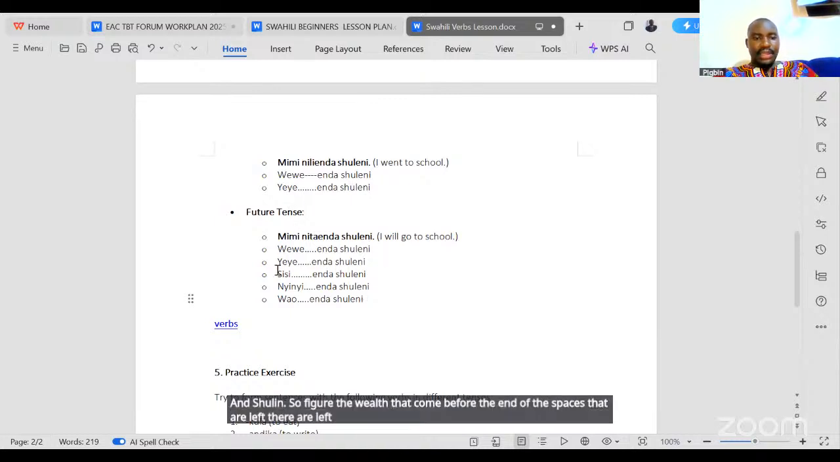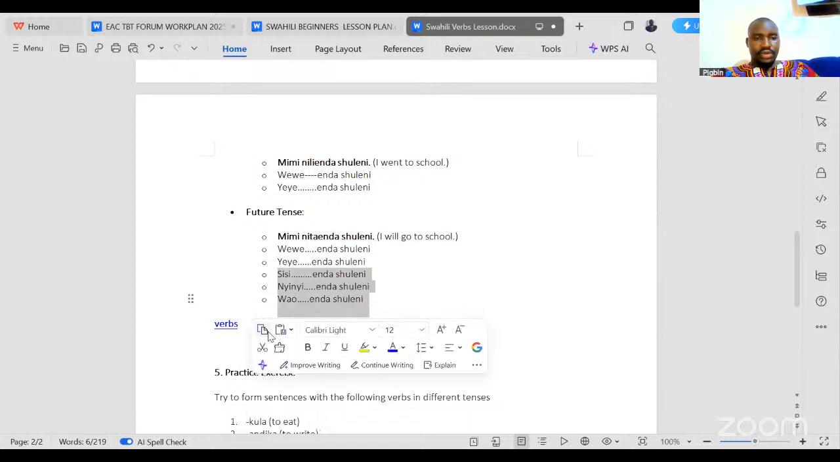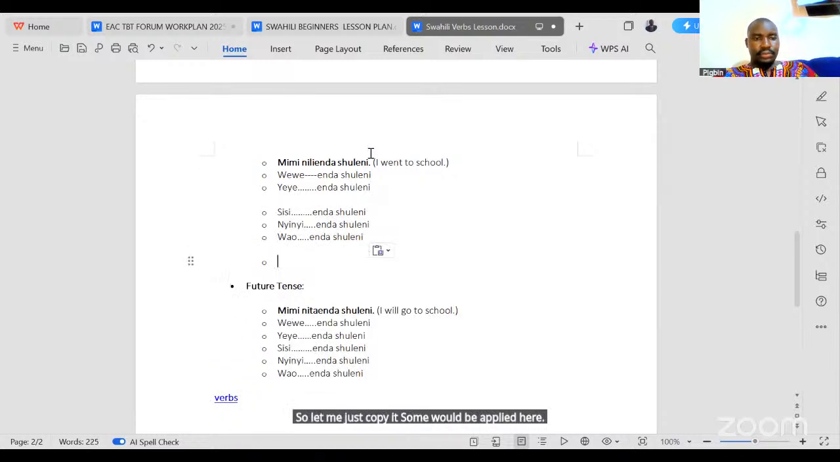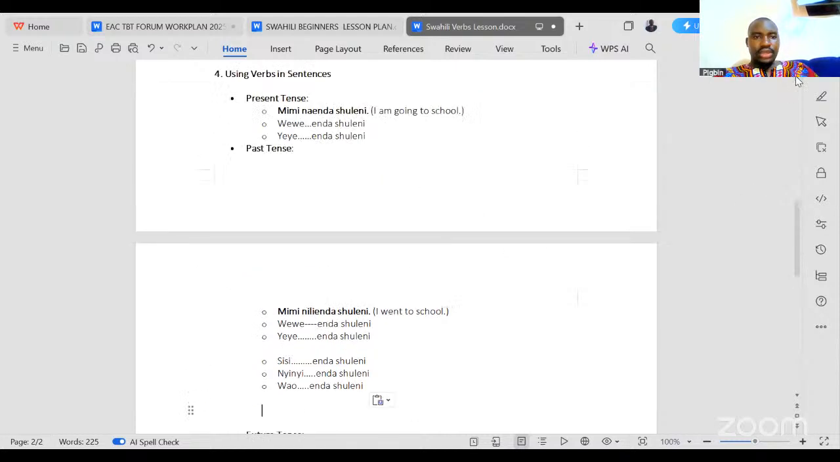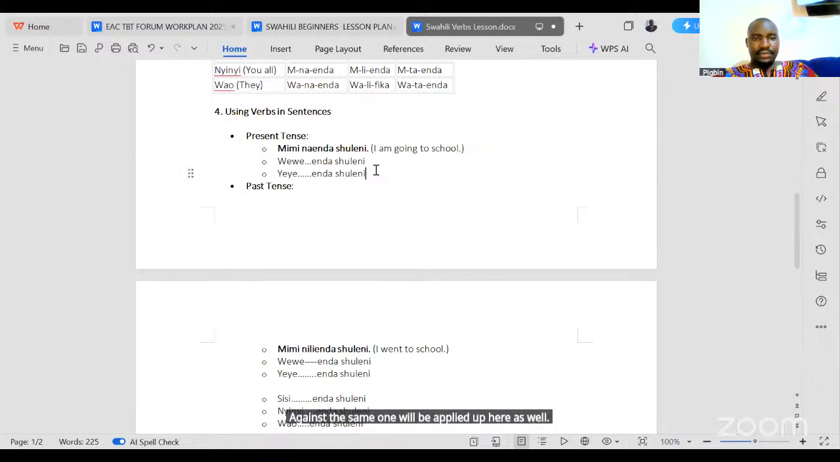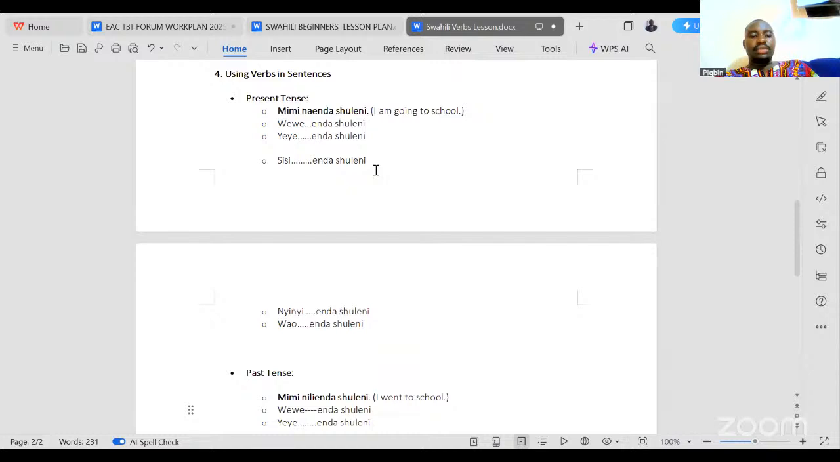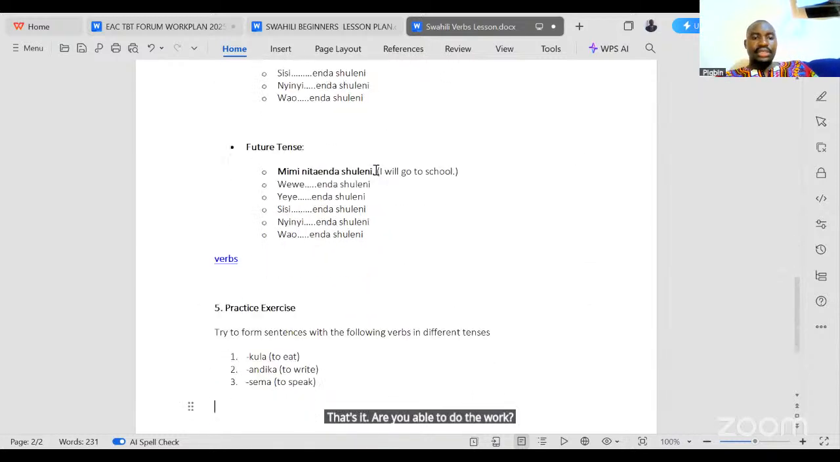Same will be applied here. So let me just copy it. Same will be applied here. Again, the same one will be applied up here as well. Now, that's it. Are you able to do the work? You should come with it, and we should have it next class.